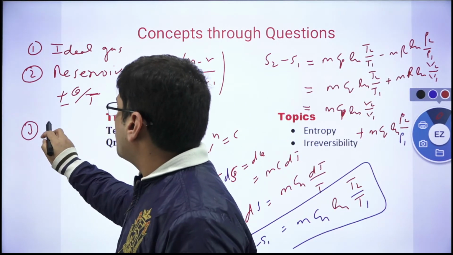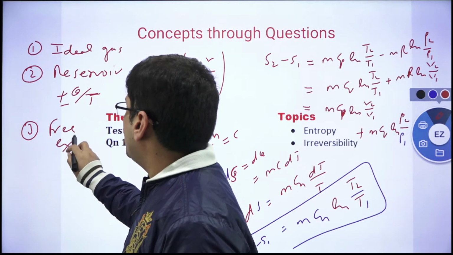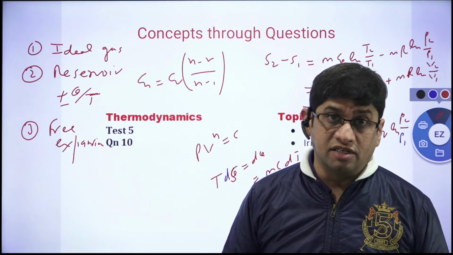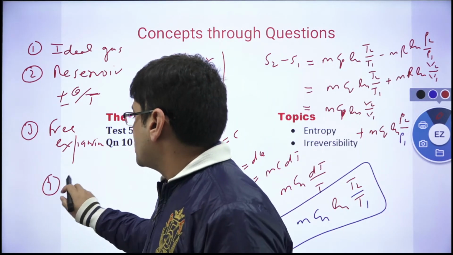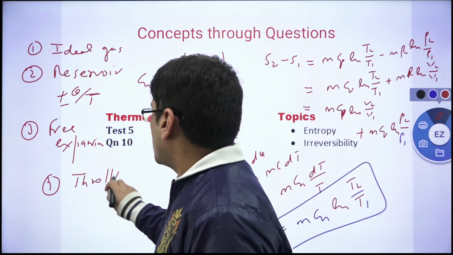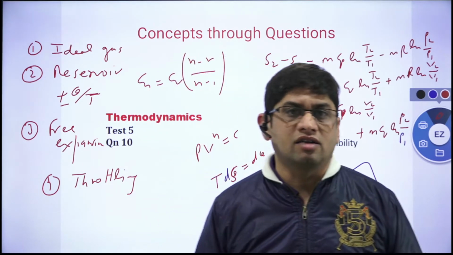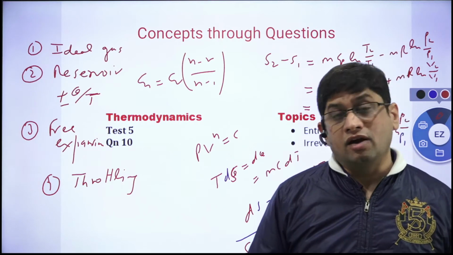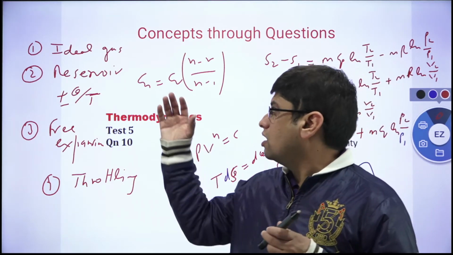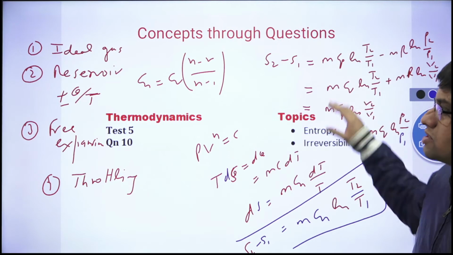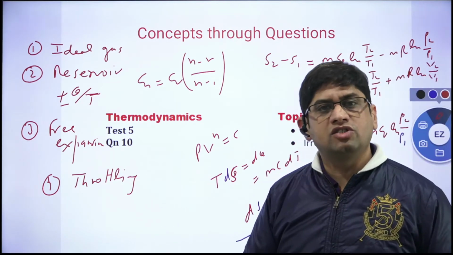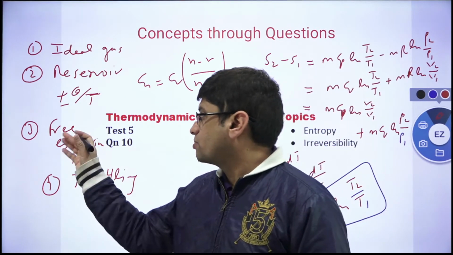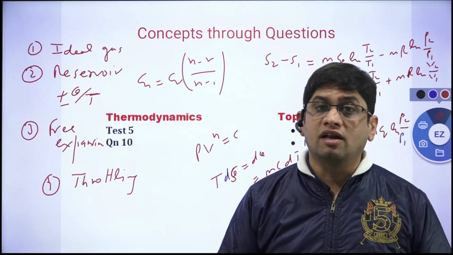Third can be the free expansion process. Free expansion is the process which has constant internal energy. Fourth is the throttling process. This can be another case. Throttling is the isenthalpic process. So normally he will ask you to calculate entropy change either for ideal gases, for which you have these formulas, or reservoirs in which you use the formula Q by T, or throttling process, the isenthalpic process, or free expansion, the constant internal energy process.